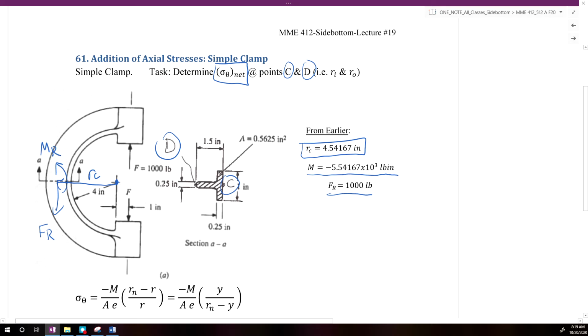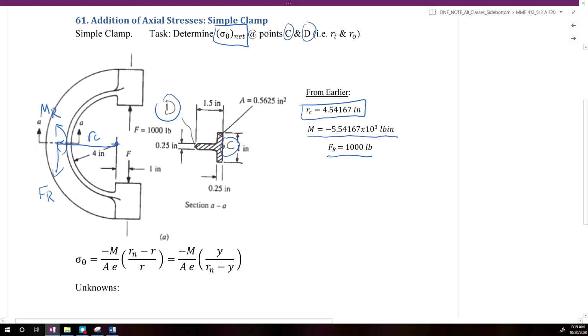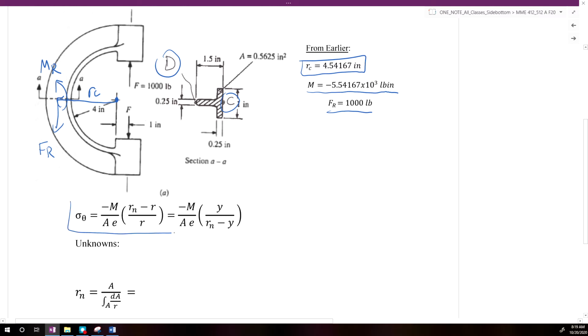All right. So we know that we can use the following equation to calculate our stress due to bending. The only thing that we don't know in these equations above is, so far, we don't know what Rn is equal to, we don't know what our eccentricity is equal to, and we don't know what our y is equal to. Okay, so we need to calculate these three things. Once we calculate them, we just need to plug them into the equation.